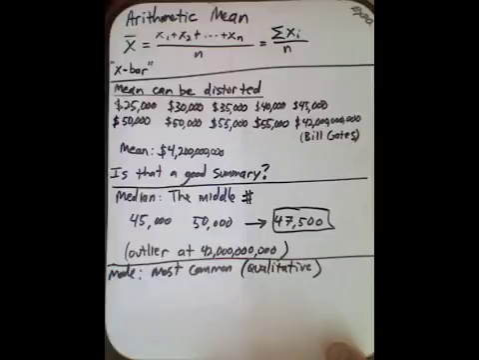Okay, and that's fine. I mean, why not just leave it at that? That's a great way to summarize a bunch of numbers. Just give someone the average. But the problem is that the mean can often be distorted by an outlier or by an extreme value.